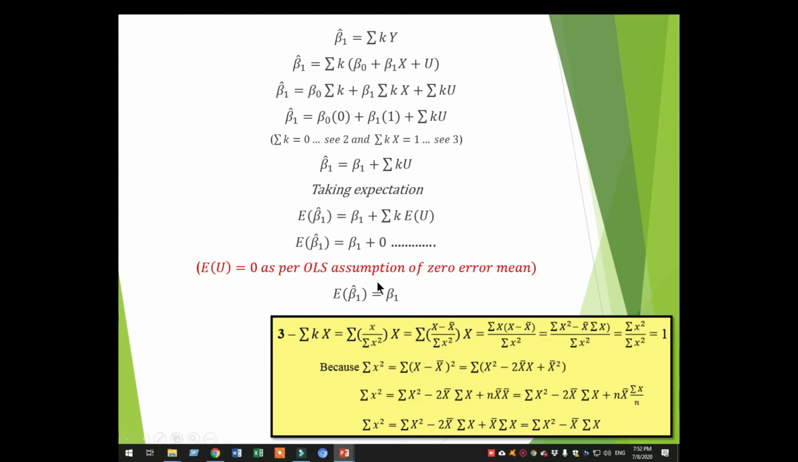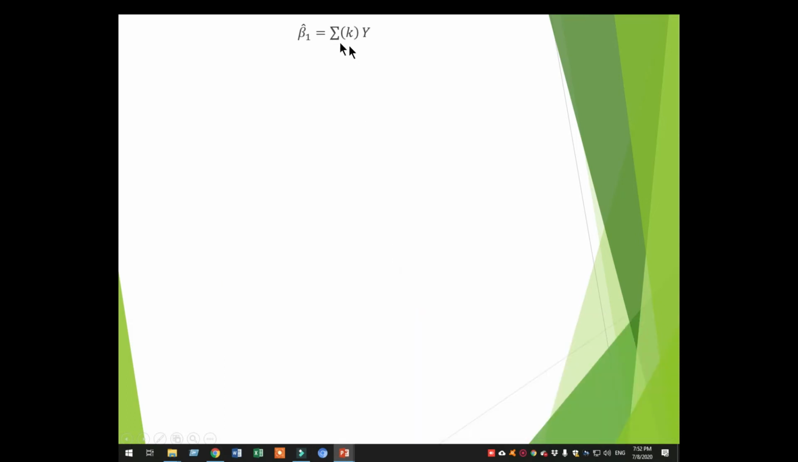Now I have explained the linearity and unbiasedness. Now I'll be proving the bestness of the b1 cap. I'm taking again that expression here, and after that I've just taken the variance, and by taking variance, that b1 cap becomes variance of b1 cap, and here the variance of this term.